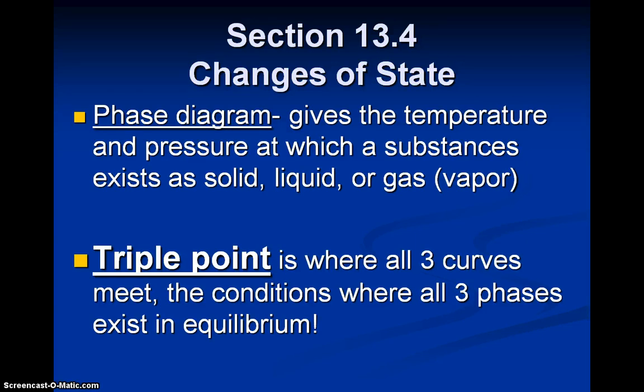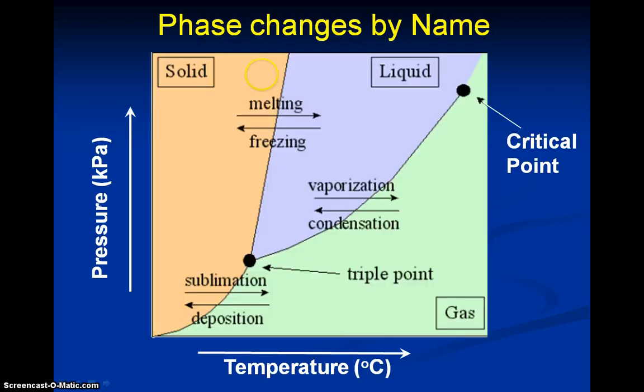Now there's a special point on a phase diagram, it's called the triple point, where all three curves come together and all three phases would exist in equilibrium. So let's just take a look at one of these curves, and then we'll interpret some of these curves in class. So here we can see that you have pressure on this axis and you have temperature on this axis. So all of these graphs are going to look sort of like a Y.